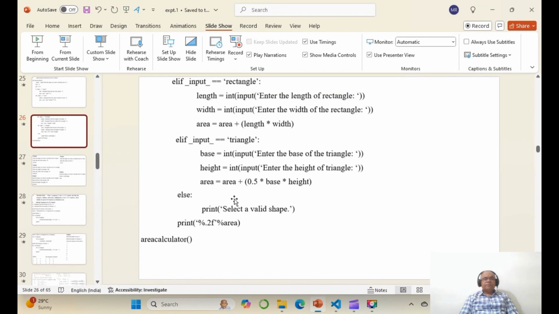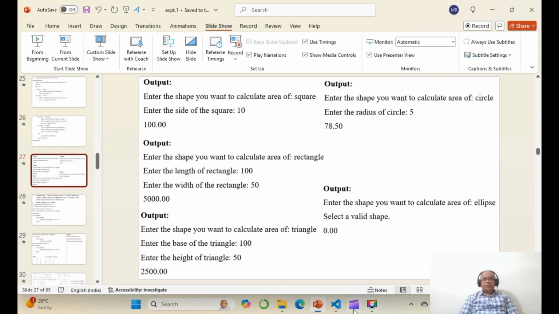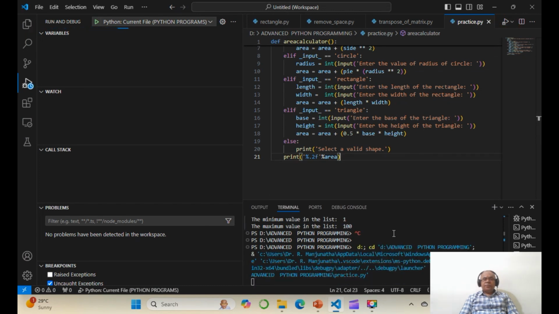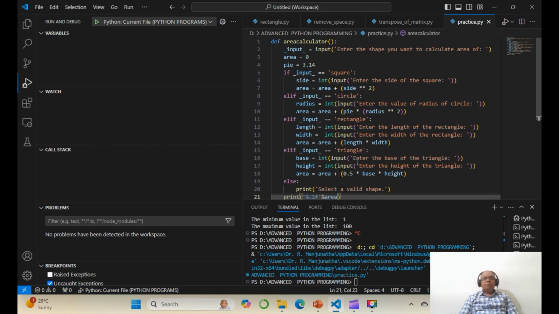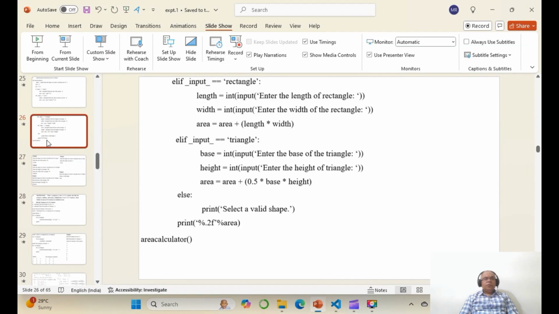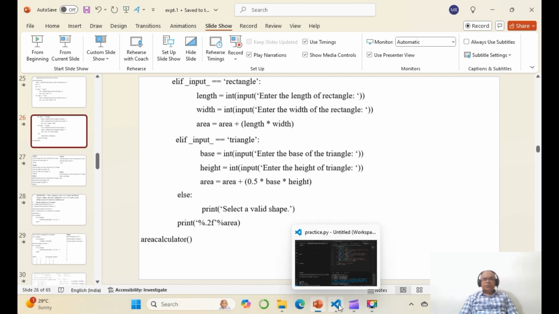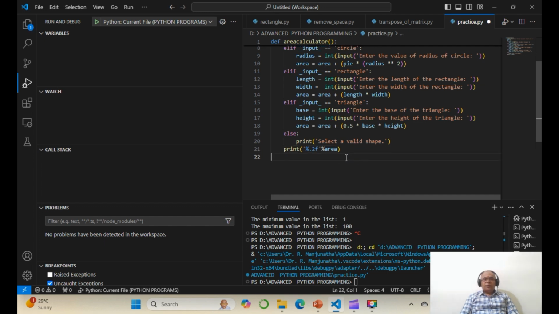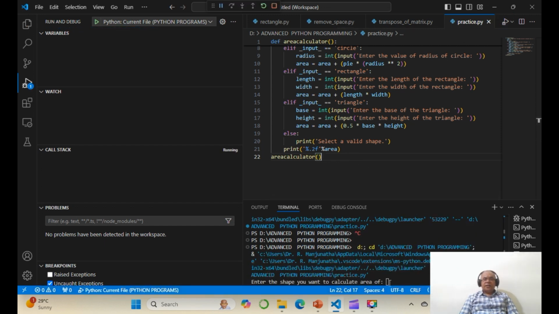So how to execute? First, the prompt is enter the shape you want to calculate. We are not calling the function here, so that is the reason you are not getting any output. So now we call the area calculator. Now we will try to run this. Enter the shape you want to calculate the area of.